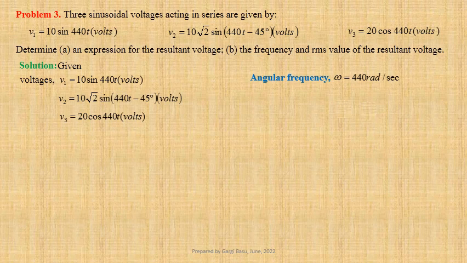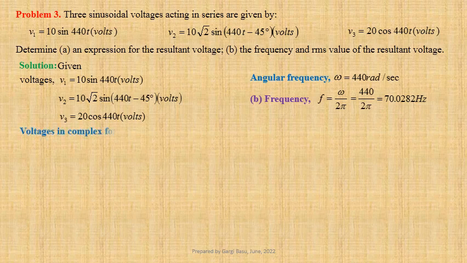Now we shall calculate frequency. F equals omega divided by 2 pi, that is equal to 440 divided by 2 pi, that gives us 70.0282 Hz. Now we shall write down the voltages in complex form. V1 equals 10 volts at an angle 0 degree. This may be written in Cartesian form as 10 times cos of 0 degree plus j sine of 0 degree volts, that is equal to 10 plus j0 volts.